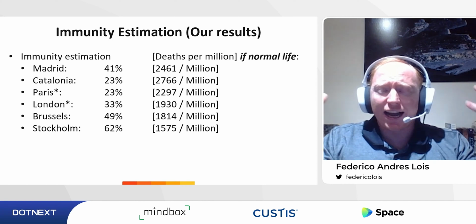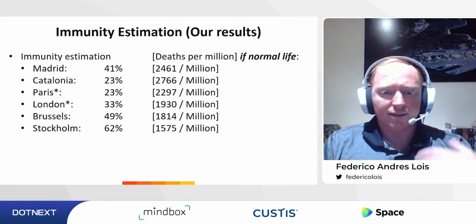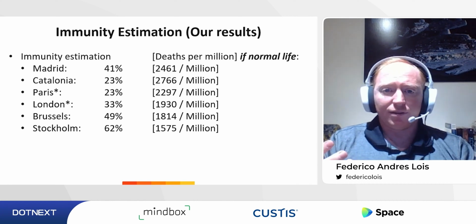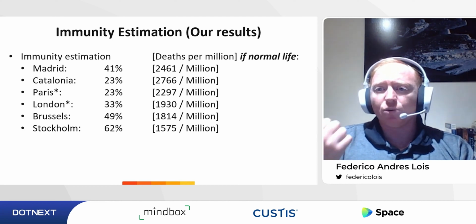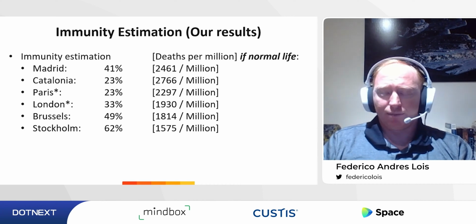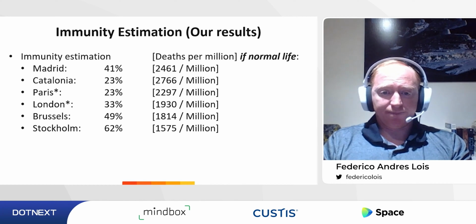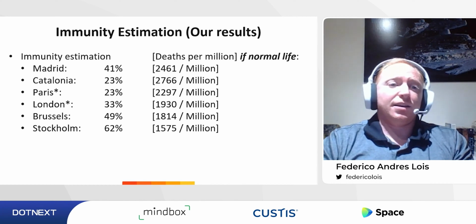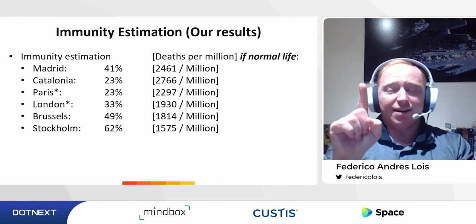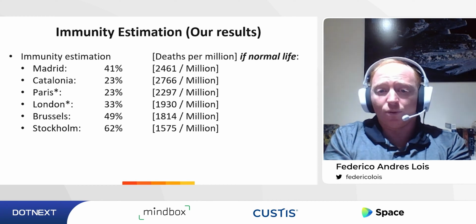So let's show you our results. We studied Madrid, Catalonia, Paris, London, Brussels, Stockholm. And we found, for instance, the amount of deaths per million that they could have if they returned to normal life after the first wave, which is in that table. As you see here, because the Stockholm immunity estimation is far higher than the rest, and it hasn't accrued that many deaths, it's actually going to be low.